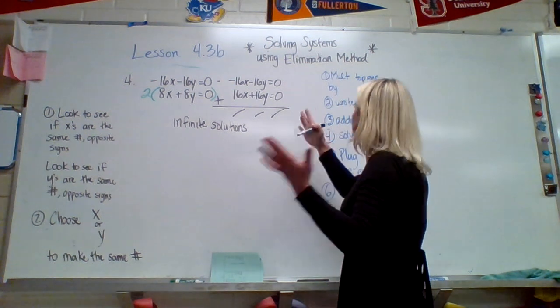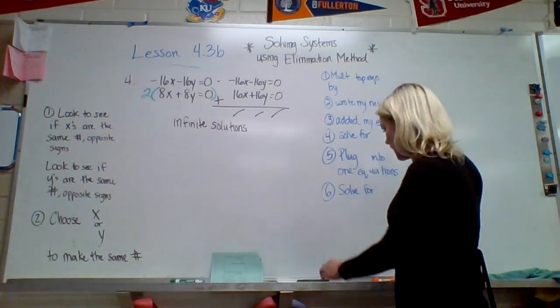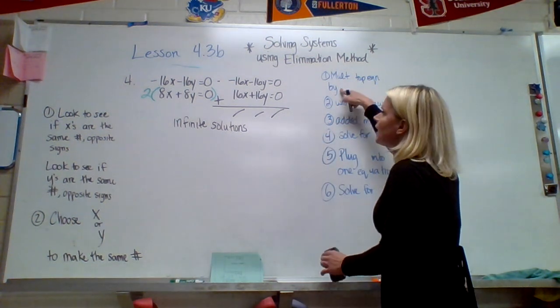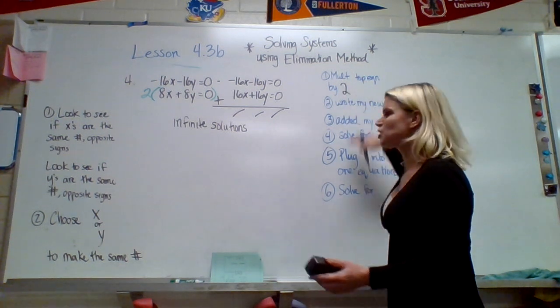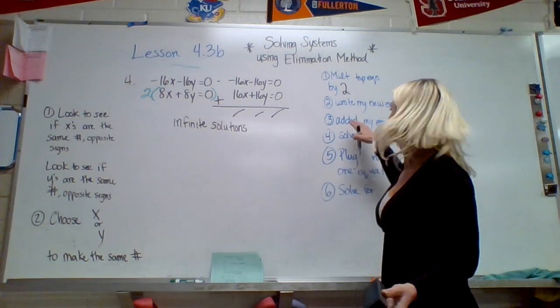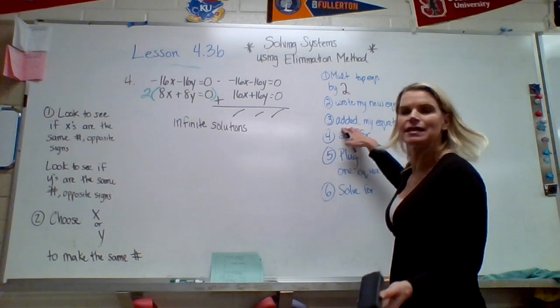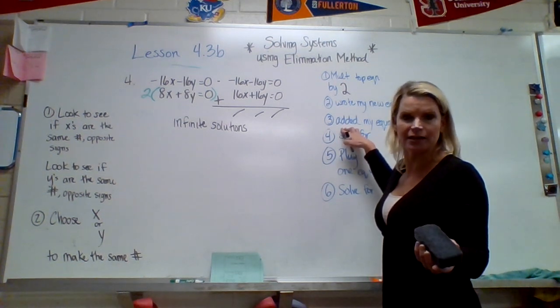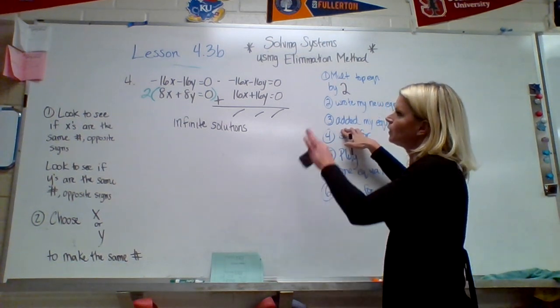And in my steps, I can multiply the bottom equation by a 2, but then I actually stop. As soon as I get to step 3 and I add my equations, I got everything canceled out. So I'm good on number 4.